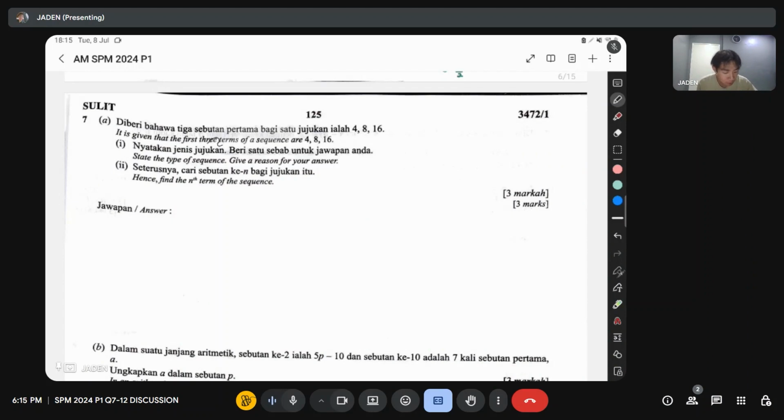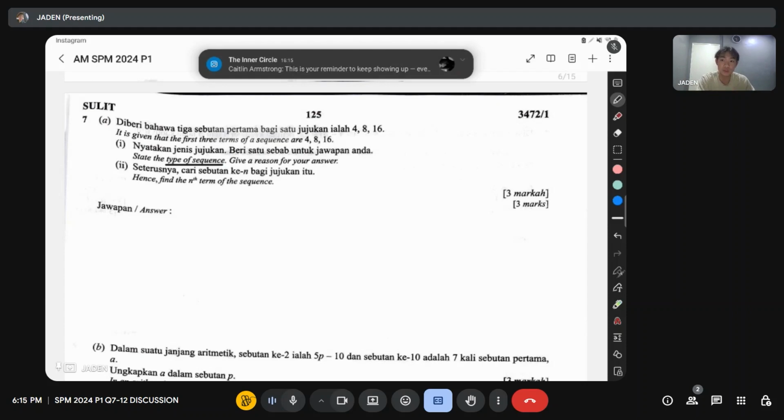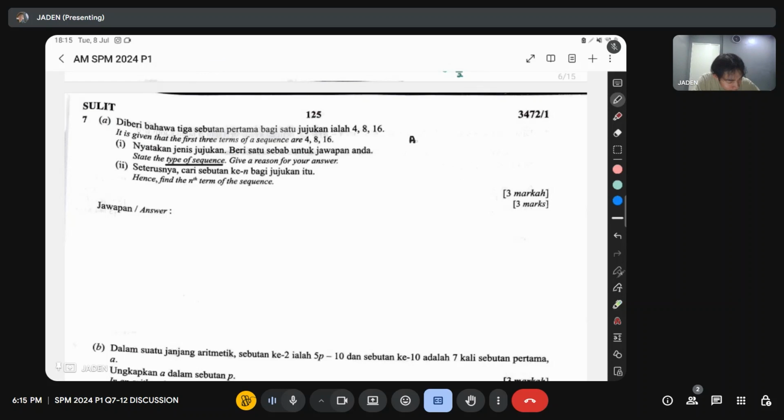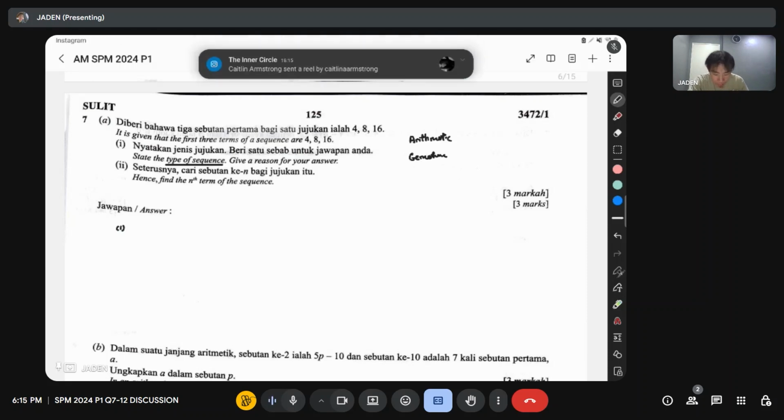It is given that the first three terms of a sequence are 4, 8 and 16. State the type of sequence, and give a reason for your answer. Now, if they ask for type of sequence, there's only two possible answers, because in your syllabus, you learn about arithmetic and geometry. You only learn either these two. So to differentiate between these two, all you have to do is to show whether they have common difference or common ratio.